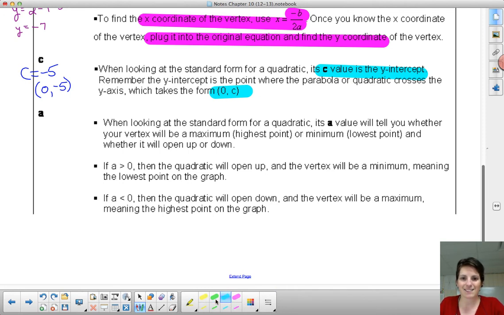I'll use yellow. The A value will tell you whether your vertex will be a maximum, a highest point, or a minimum, lowest point. It tells you about whether the graph opens up or down. We made this note about when A was positive. We made this note about when A was negative. We also talked about narrower and wider. Remember, a graph that's getting narrower is said to be stretched away from the x-axis, and a graph that is wider is said to be shrunk closer to the x-axis.